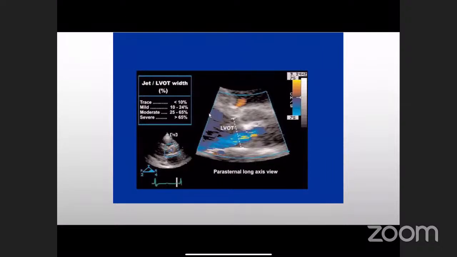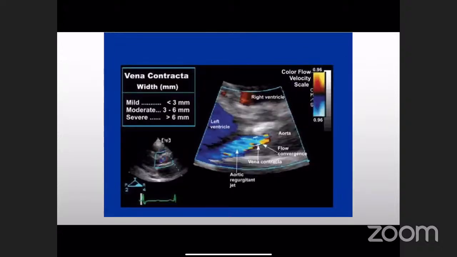velocity. If it's trace, it will be less than 10%, mild 10 to 24%, moderate 25 to 65%, and severe more than 65%. And vena contracta width, if it's less than 3 millimeters, consider mild; 3 to 6 millimeters, moderate; and if it's more than 6 millimeters, it's considered to be severe.